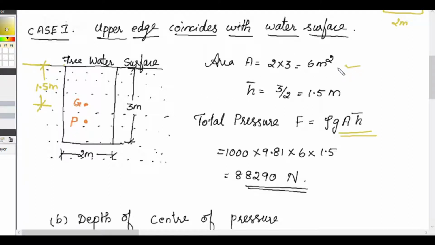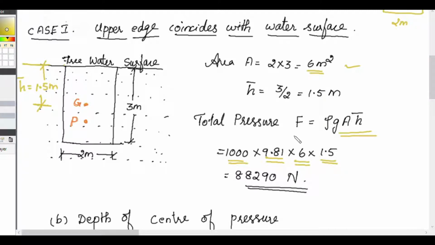Now, the area of this vertical surface is 2 meter width and 3 meter deep, so 2 into 3, it is 6 meter square. This is our distance of center of gravity. That is, h bar is the distance of center of gravity from the free water surface, so 3 by 2 is equal to 1.5 meter. Now, the total pressure F is equal to rho g A h bar. Rho is the density, the value is 1000. g is acceleration due to gravity, 9.81. Area we have already determined as 6 meter square. Now h bar is 1.5.